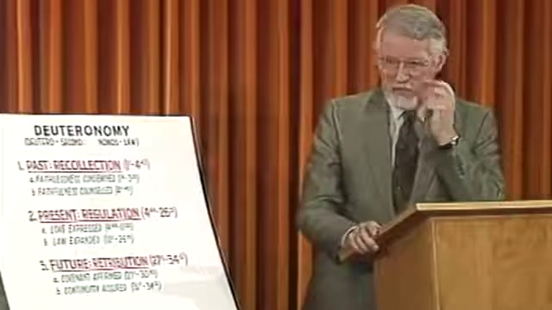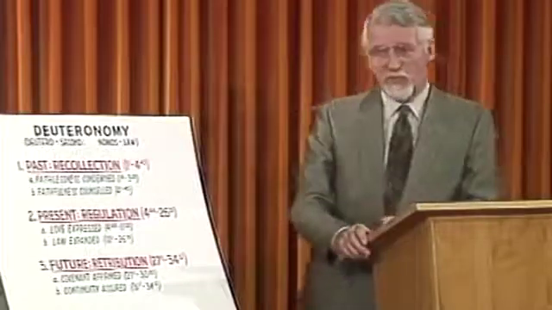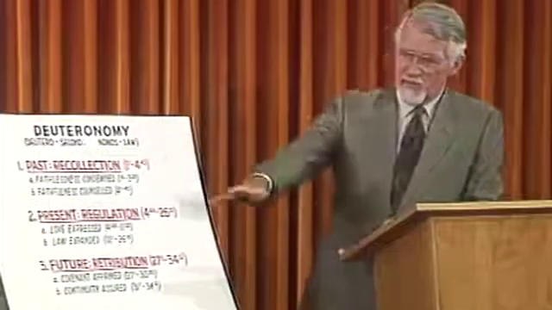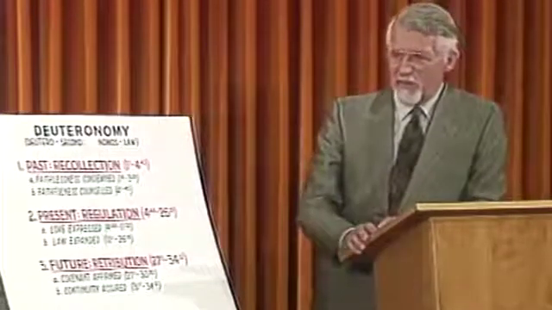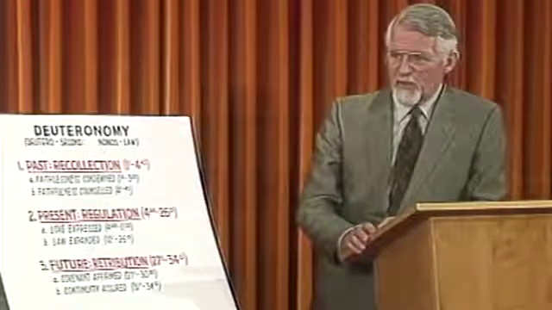Well, now that's the outline of Deuteronomy. It's a very simple outline. And each address has 2 parts. I've tried to indicate that by the subheadings here. And we're going to go through these parts one by one.